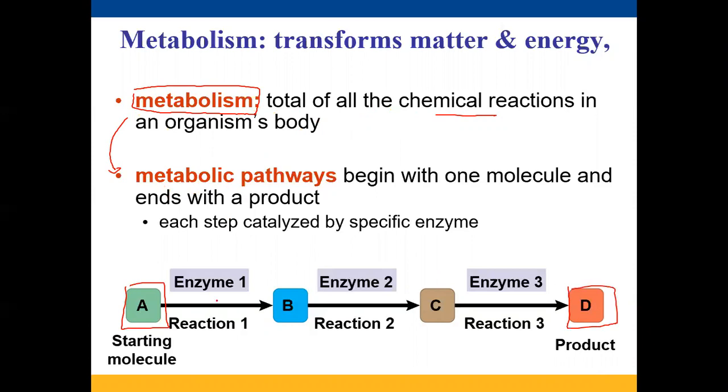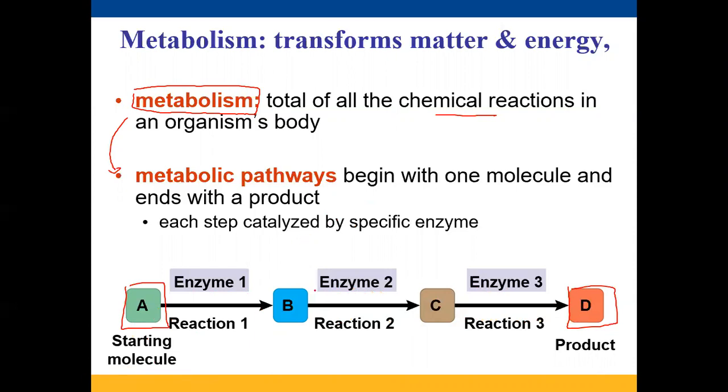If you look at this diagram down here, it's showing you that it takes multiple reactions to get to that final end product, where going from A to B takes enzyme 1, going from B to C takes enzyme 2, and going from C to D requires another specific enzyme. So going from A to D, there are 3 steps to get to that final product of D. That's what we're going to call a metabolic pathway.